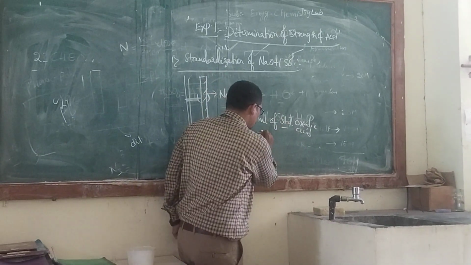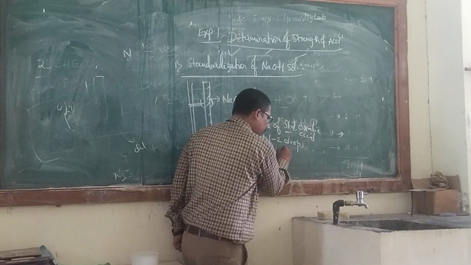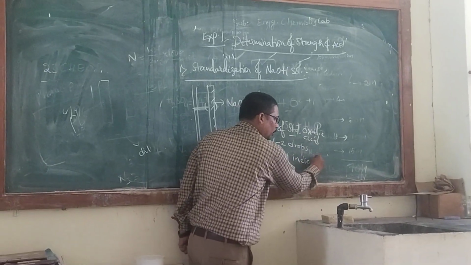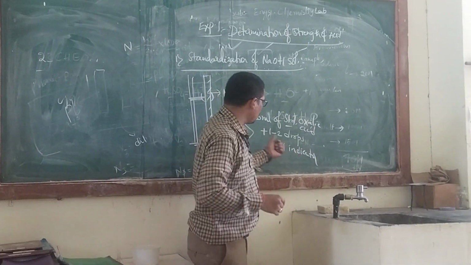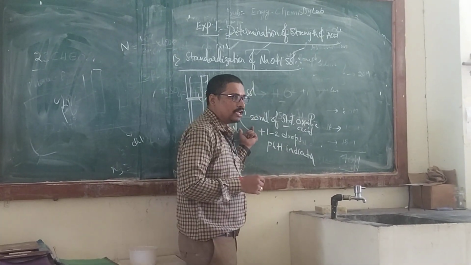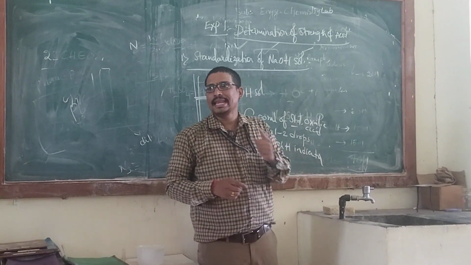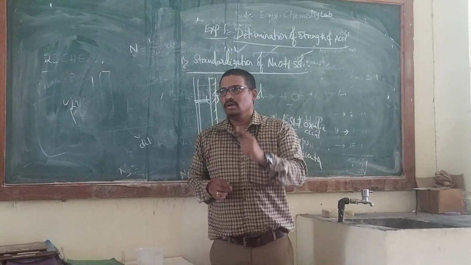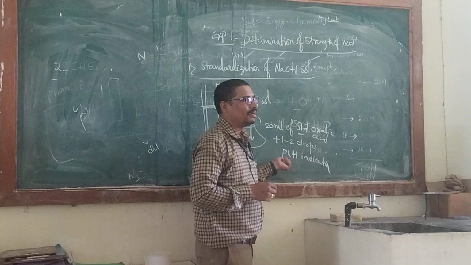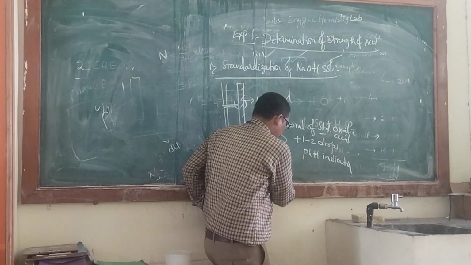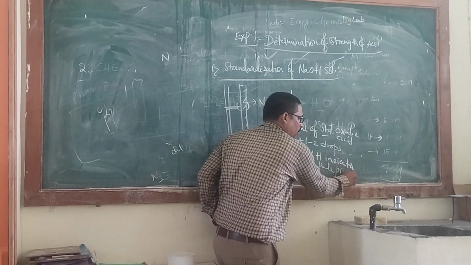So therefore, to this add about 1 to 2 drops of the phenolphthalein indicator. After addition of the phenolphthalein indicator, the conical flask solution is titrated with the burette NaOH solution. So we will get the end point where the color turns from colorless into pale pink color. This is the end point of the titration.